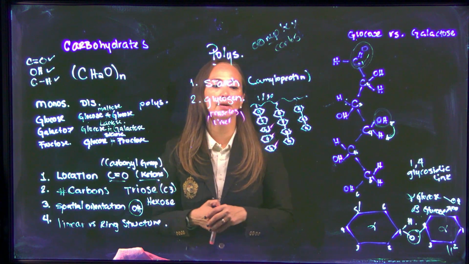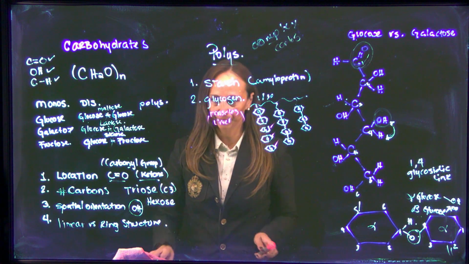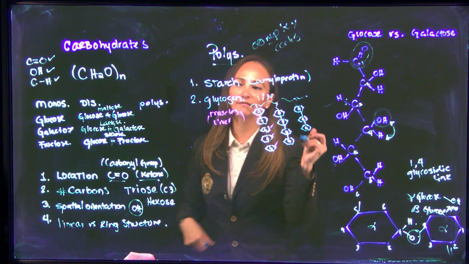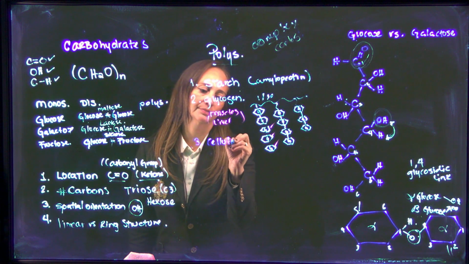And we're going to be talking about this glycolysis process in the next unit. So be ready for that. Okay, so we have starch, we have glycogen, we have cellulose.